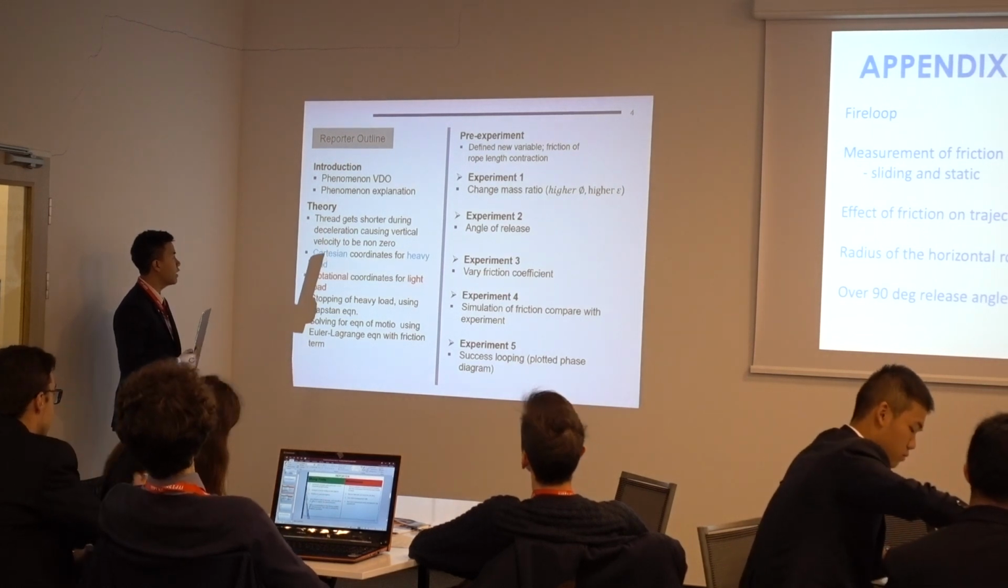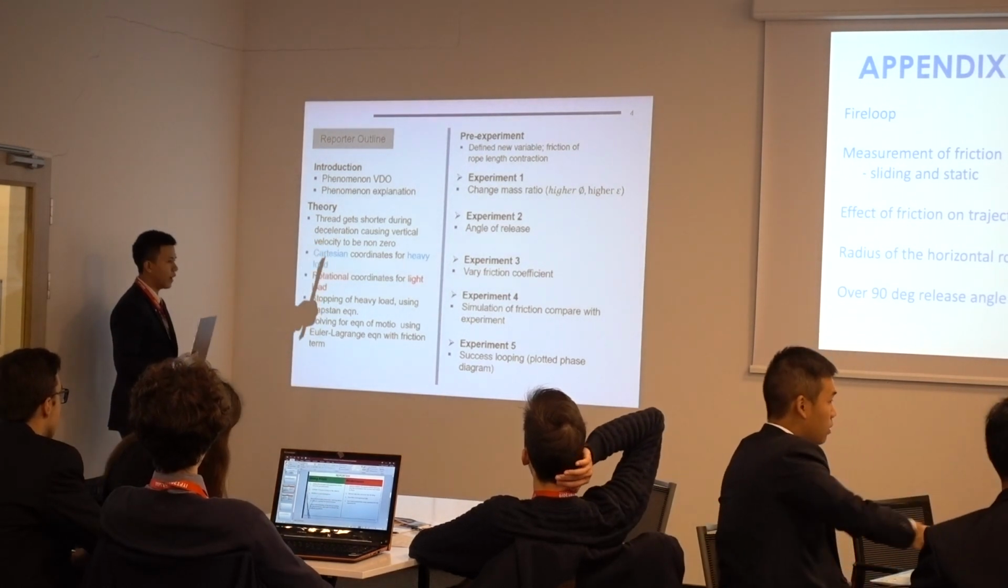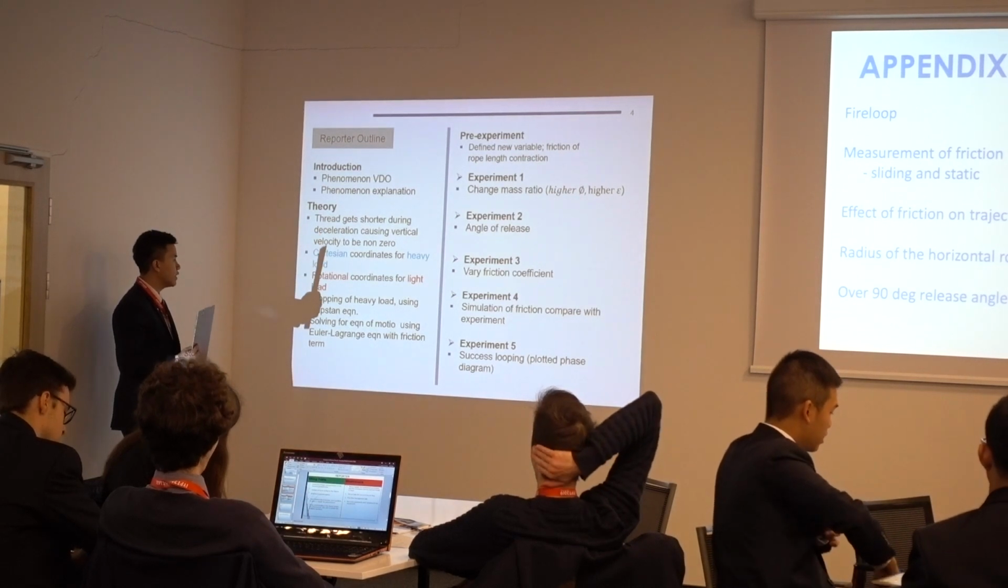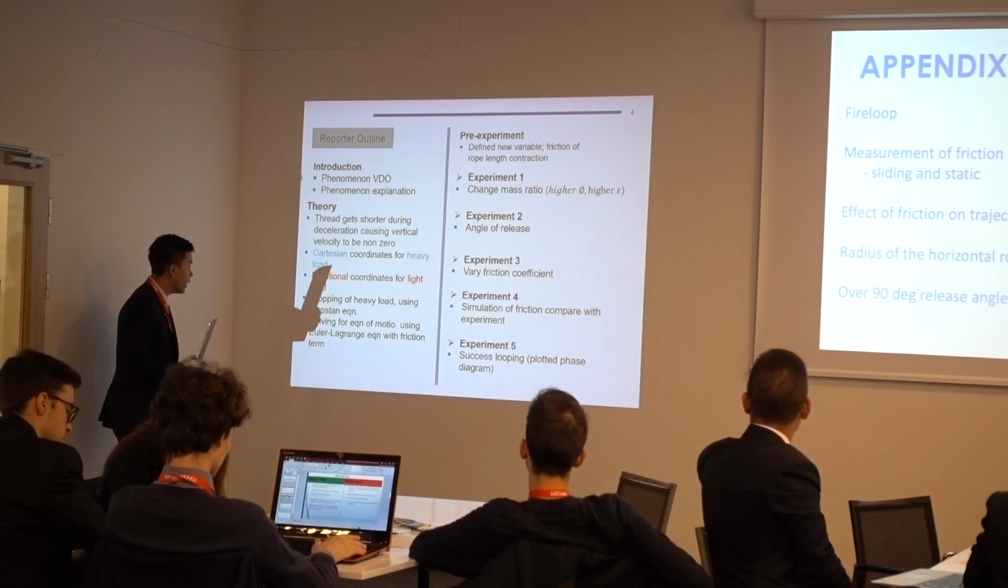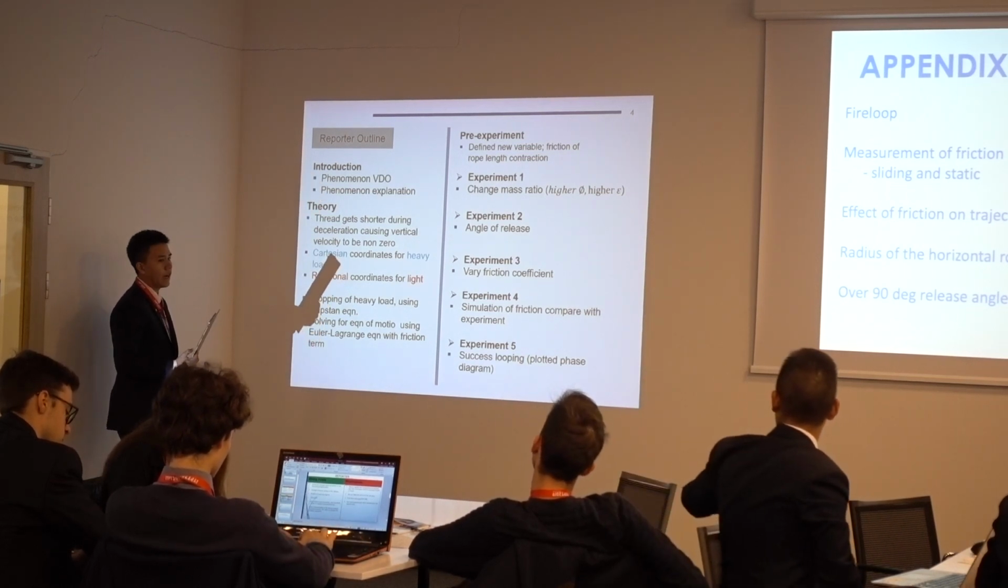And for the free estimate, they define a new variable, friction of both plate contraction. For the experimental part, they check the mass ratio, angle of release, and vary the friction coefficient, and on the fourth experiment, they compare the simulation of friction to the experiment, and they calculate the phase diagram of the last experiment.